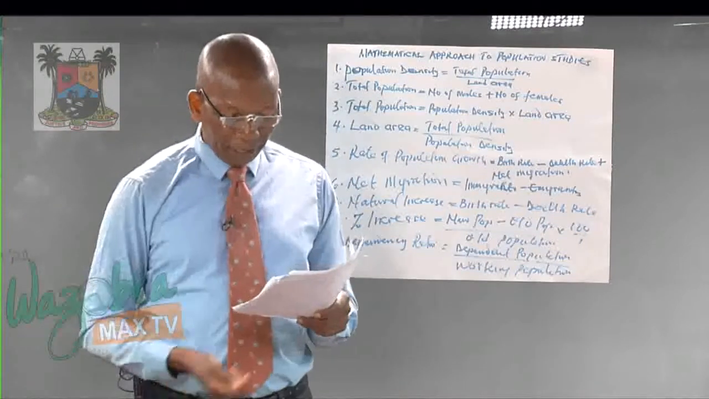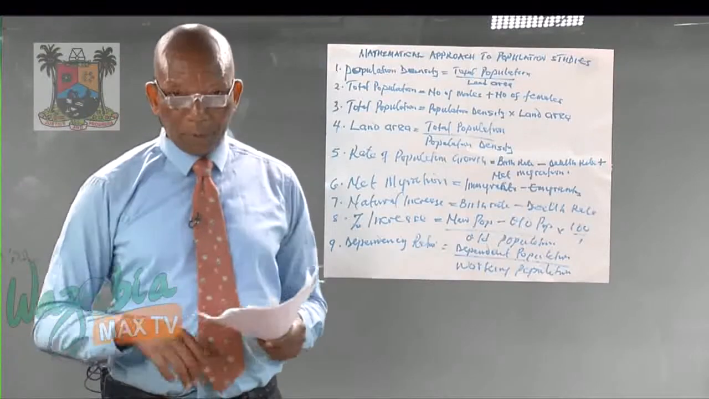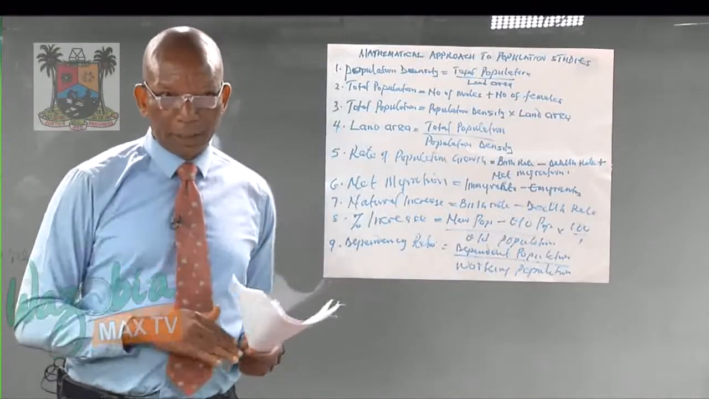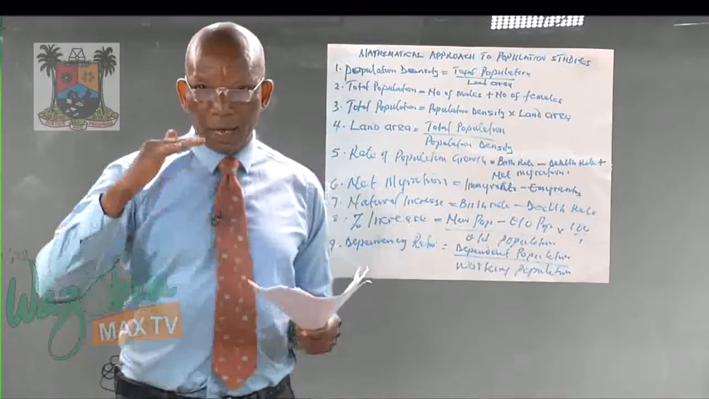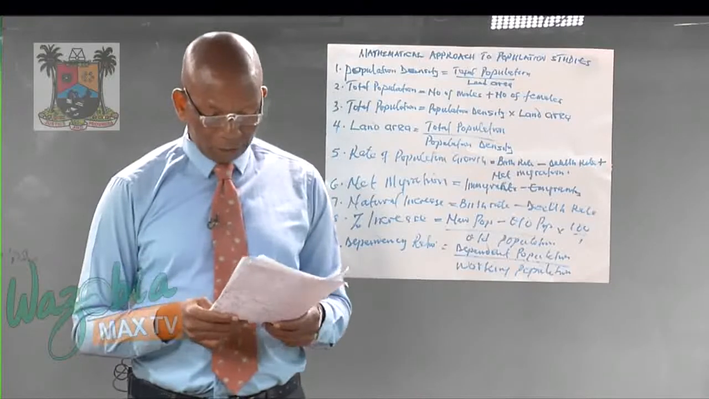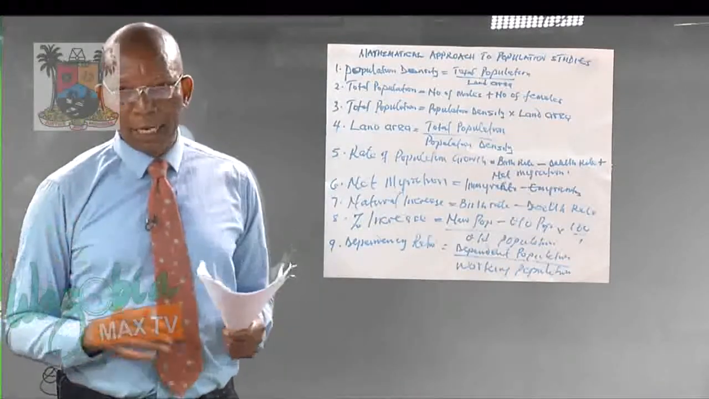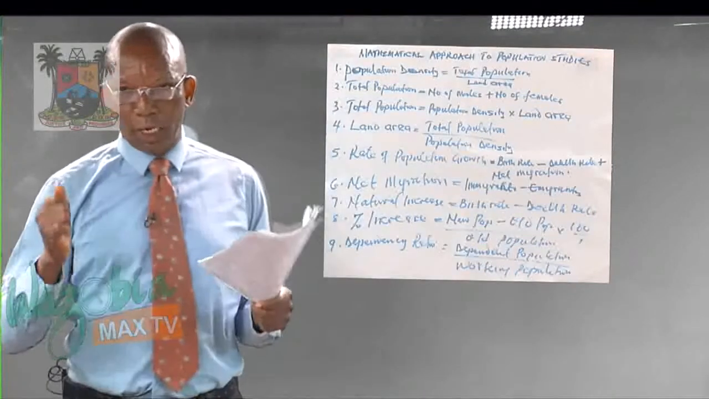Then it must reveal the population of a country at a specific period of time. That is, in 1973, how many people do we have in Nigeria? In 1991, how many people do we have in Nigeria? It must be specific. Then those that are going to be involved in the census program must be knowledgeable.